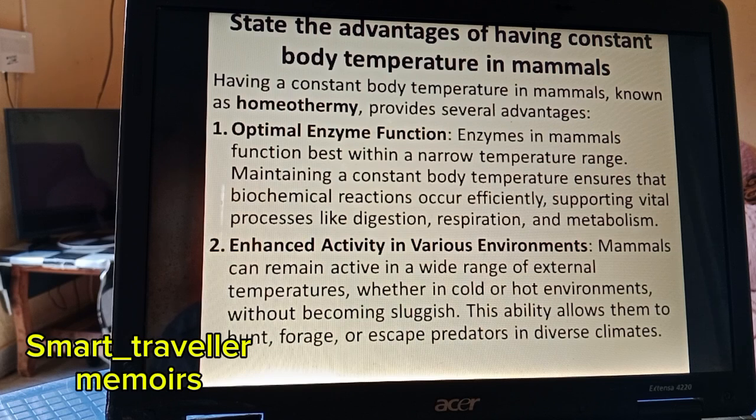Optimal enzyme function. Enzymes in mammals function best within a narrow range of temperature. Maintaining constant body temperature ensures biochemical reactions occur efficiently, supporting vital processes like digestion, respiration, and metabolism. Enhanced activity in various environments. Mammals can remain active in a wide range of external temperatures, whether in cold or hot environments, without becoming sluggish. This ability allows them to hunt, forage, or escape predators in diverse climates.